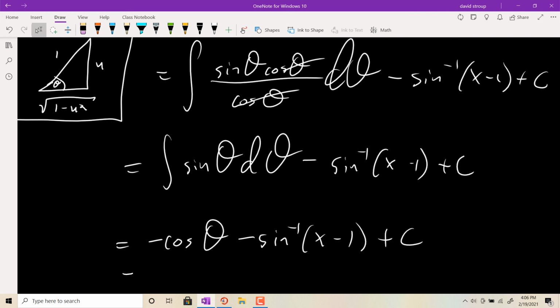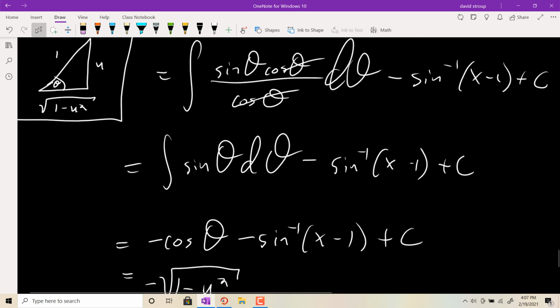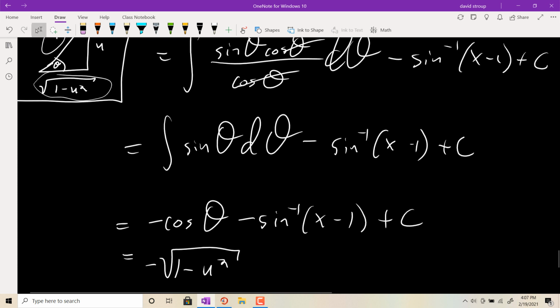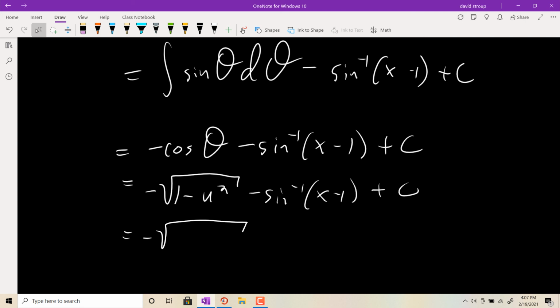Then you go back to your triangle. Cosine is adjacent over hypotenuse. So that will be the square root of 1 minus u squared, right? Because the adjacent is that and the hypotenuse is 1. Minus sine inverse of x minus 1 plus c. And then you finally get the square root of 1 minus x minus 1 squared, minus sine inverse of x minus 1 plus c.